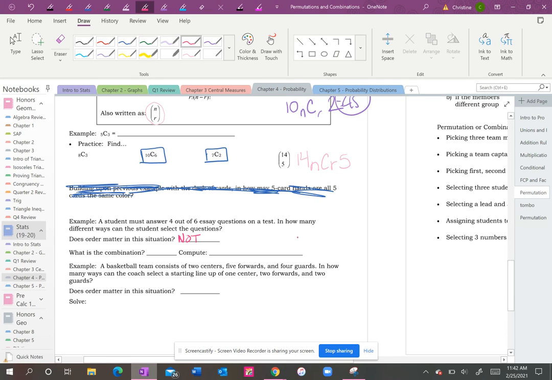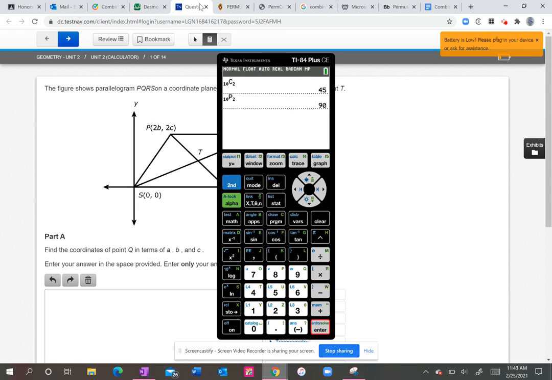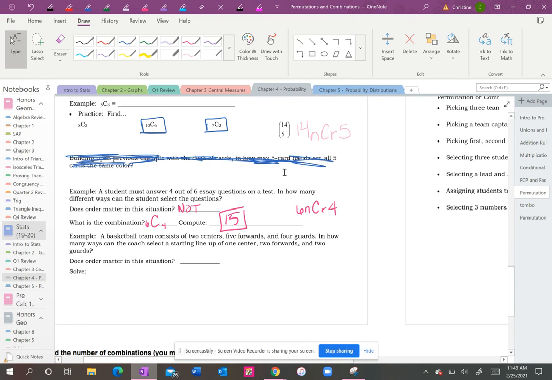So this would be 6 total questions, nCr 4. I'm just going to use the graphing calculator. It's easier for me to do on the computer. So I'm going to do 4 choose the 4 side, questions. And then if the other one goes on the top, 6. So you'll start to notice that you get lower numbers. There's only 15 different ways that you can pick 4 questions. Okay? You'd rather it the other way? That's fine, you can do it like that.